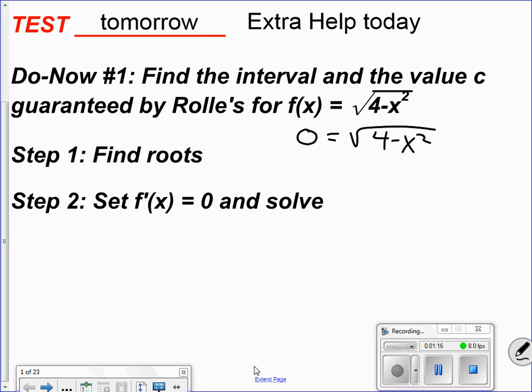Well, then why take away this? Oh, you're rewriting it as to the half. Okay. You could write it to the half. What would you do, Ryan? You just square both sides, right? So we have 0 equals 4 minus x squared.